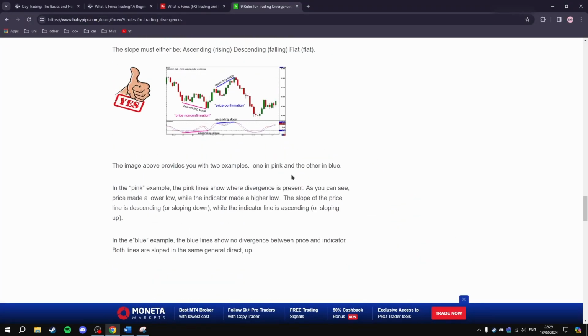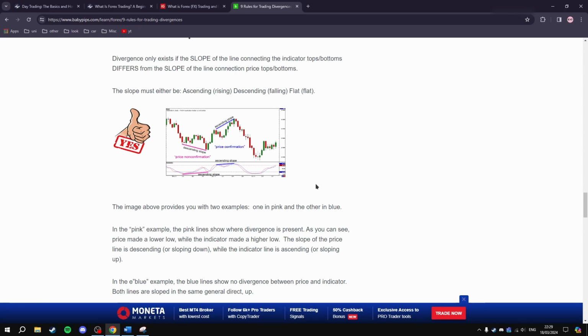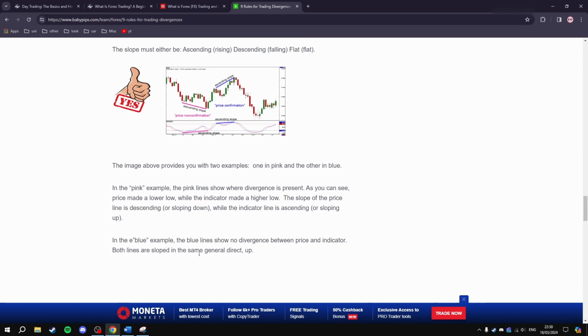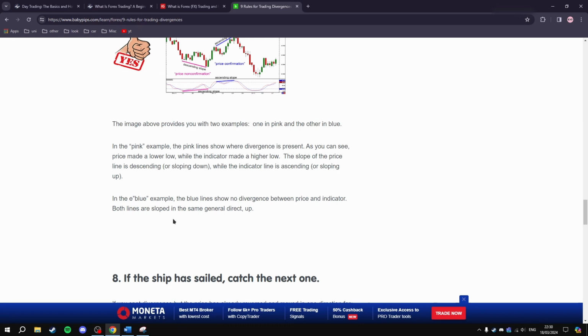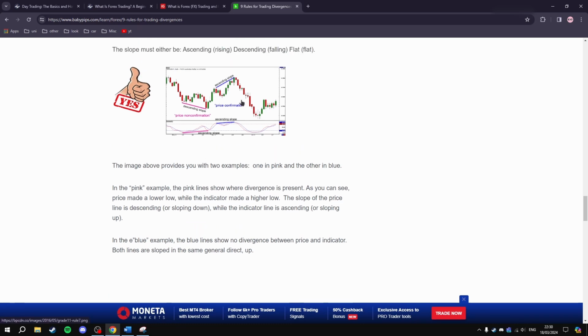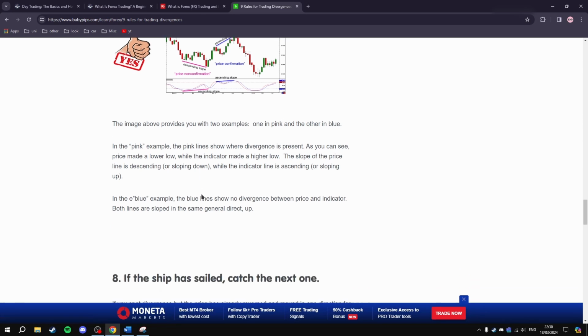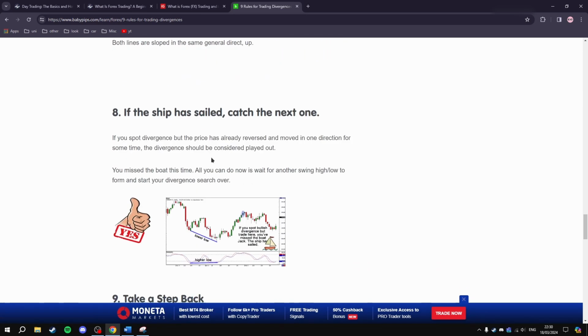The image above provides you with two examples, one in pink and the other in blue. In the pink example, the pink lines show where divergence is present. As you can see, price made a lower low whilst the indicator made a higher low. The slope of the price line is descending, whilst the indicator line is ascending. In the blue example, the blue lines show no divergence between price and indicator. Both lines are sloped in the same general direction, up.